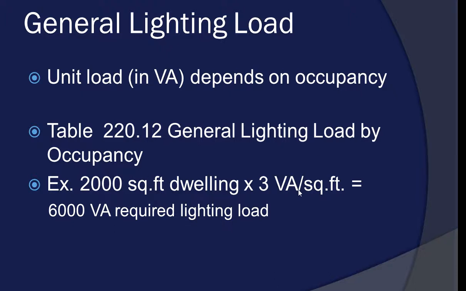So this is an example using a dwelling which is assigned 3 VA per square foot, and I'll show you that in a minute in the next slide. We simply take 3 VA per square foot and multiply that by the existing square footage of the dwelling or occupancy. In this case we get 6,000 VA or watts required for the lighting load.